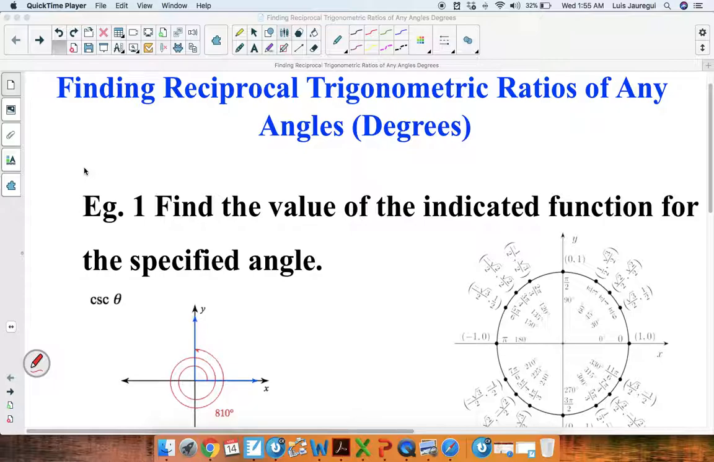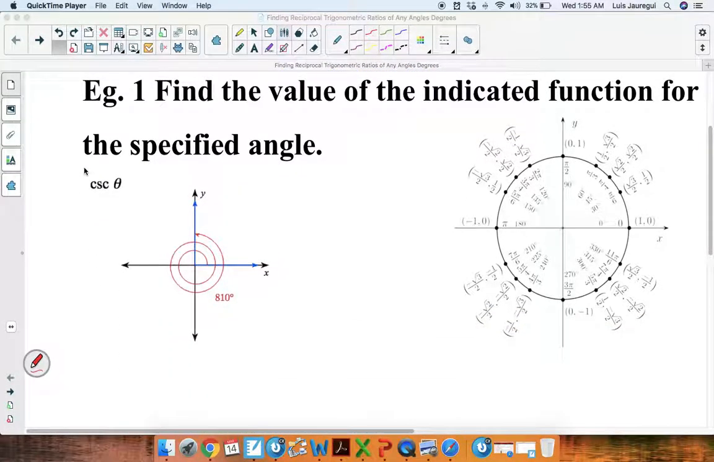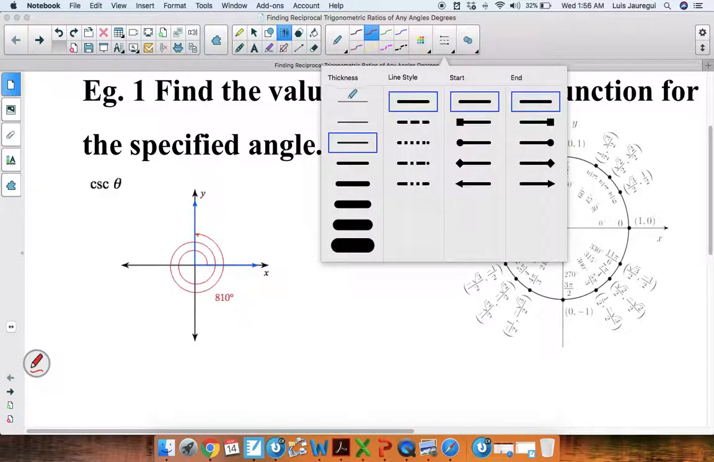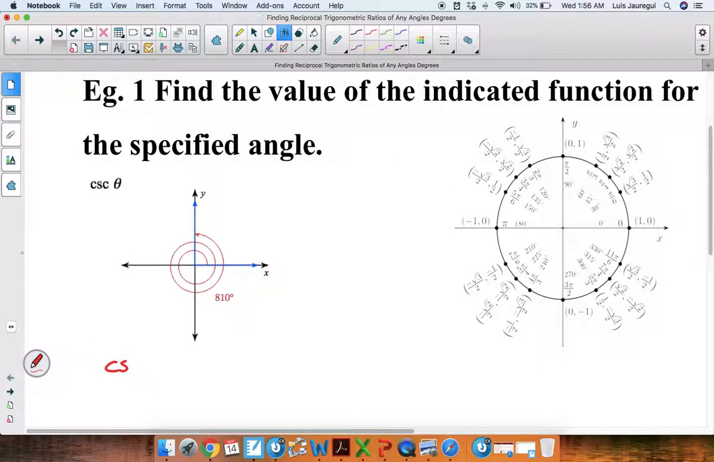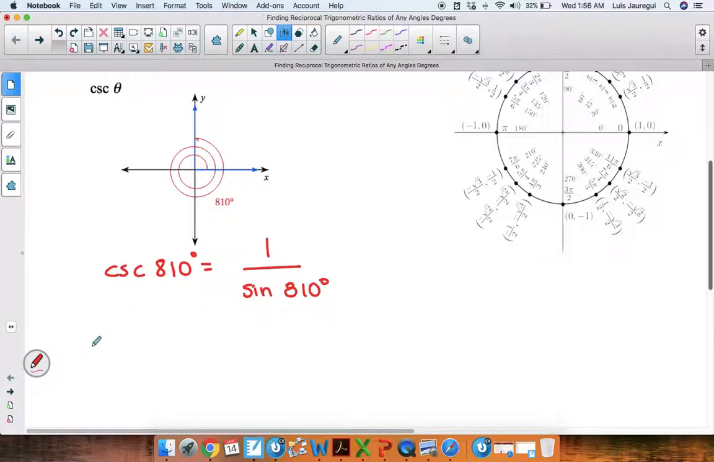Find the value of the indicated function for the specified angle, cosecant of theta, when theta happens to be 810 degrees. So let's go ahead and write it down. In this case, we have cosecant of 810 degrees as our objective. However, we do know that this is the same as 1 over sine of 810 degrees. Now, let's go ahead and focus on sine of 810 degrees. So sine of 810 degrees is our new objective for now.